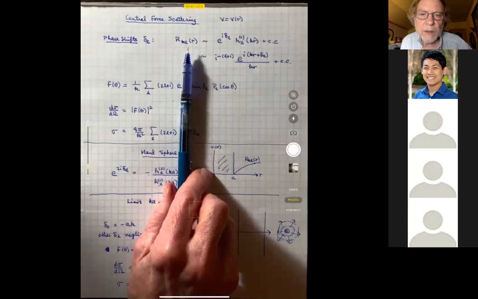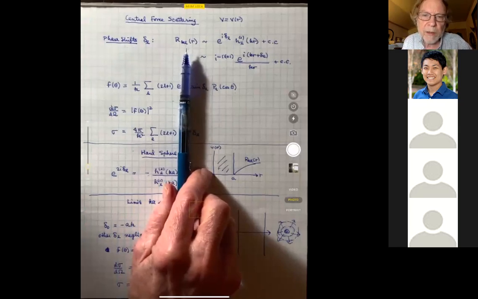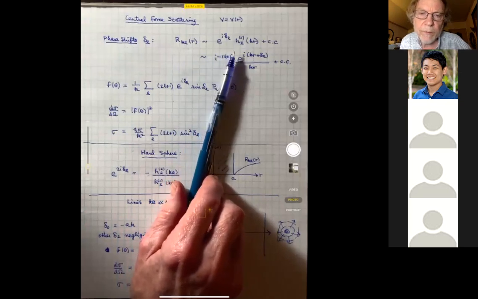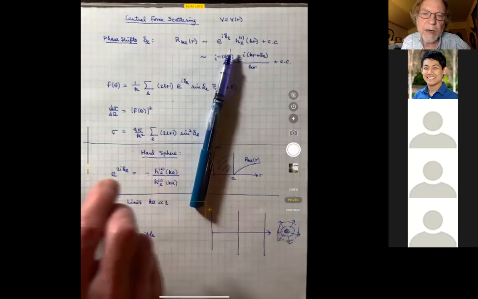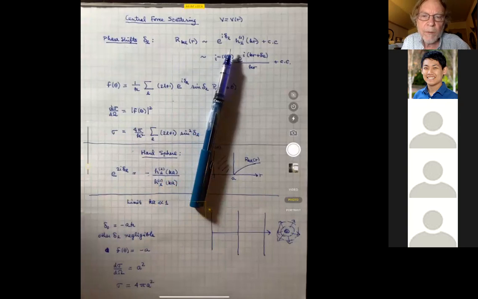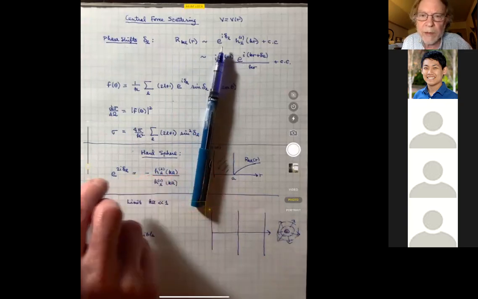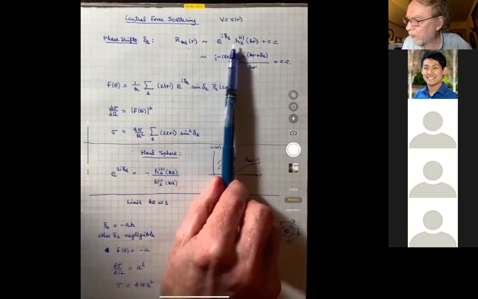And at a large distance from the origin, where the potential is negligible, you've got to have something that looks like a free particle solution. And the phase shift delta L is basically the phase of the wave that you see out at a large distance relative to what you would see if there was no potential at all. In other words, relative to a free particle. So in fact, the delta L phase shifts are equal to 0 if the potential vanishes.